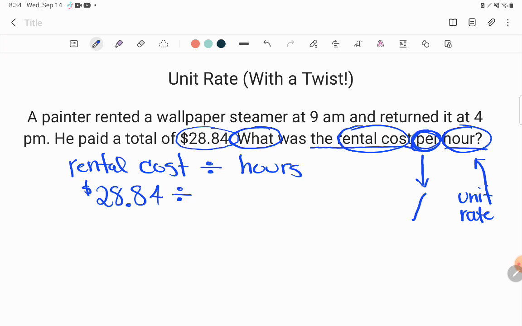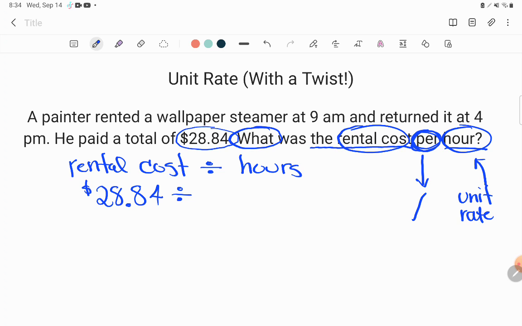But here's where we get tricky, because they didn't state how many hours he had it. Take a look at what they do say. It says a painter rented a wallpaper steamer at 9 a.m. and returned it at 4 p.m. I get a lot of students who just want to put 9s, put 4s in this problem, but careful. If I want the rental cost per hour, I need to divide it not by the time, but by the number of hours he had this. They didn't directly tell me the number of hours, and so that's where my word problem interpretation skills come in. I need to figure that out for myself.